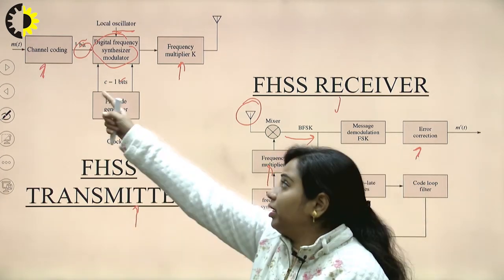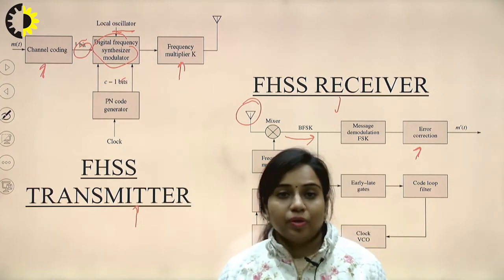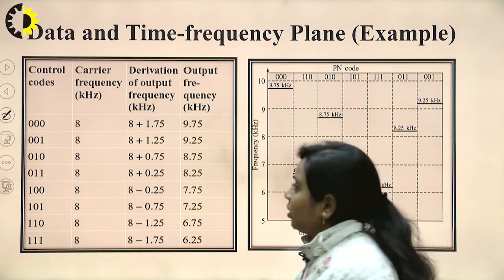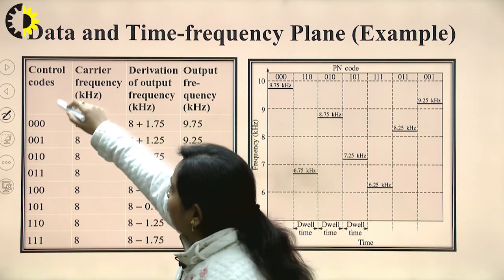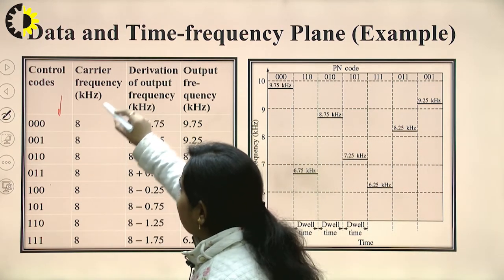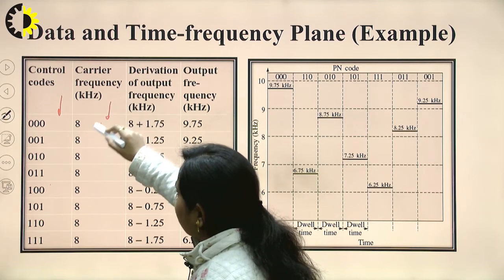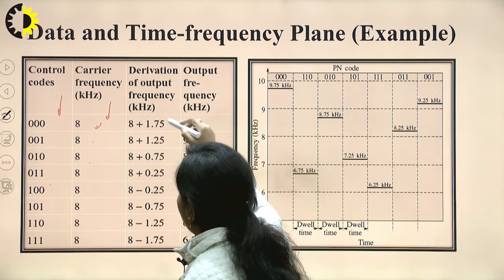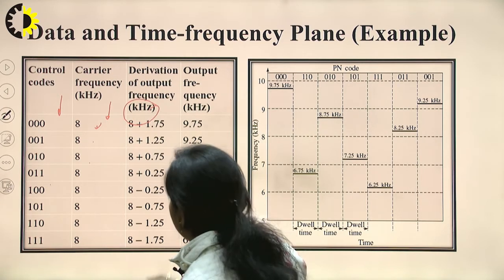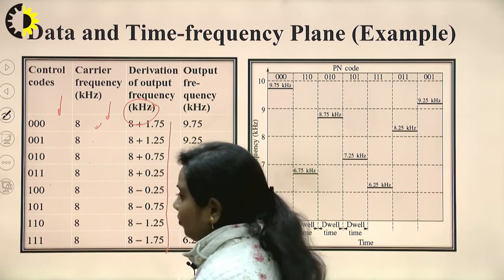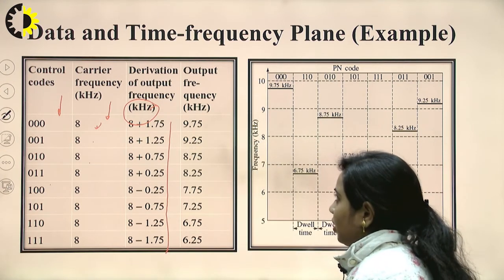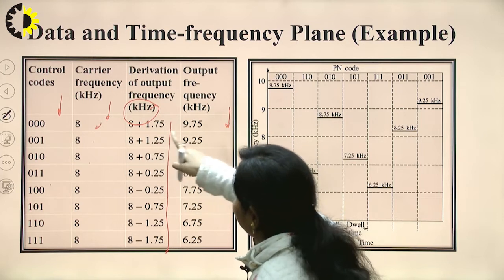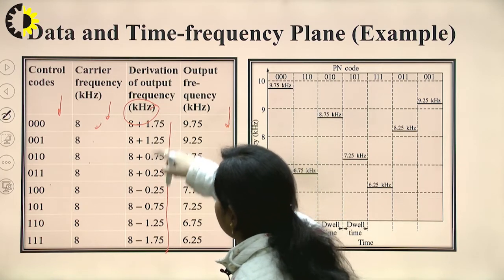So m(t) will be the input signal and m̂(t) will be the approximated signal. Now this is the data in the time-frequency plane. You can see over here the control codes, which are of different bits. Now this is the carrier frequency, which is 8 kilohertz. Different frequency ranges are there. Now this is the derivation of the output frequency. You can see that a variable value will be added to this one and subtracted also. So this will be the output frequency that you have generated after this particular calculation.